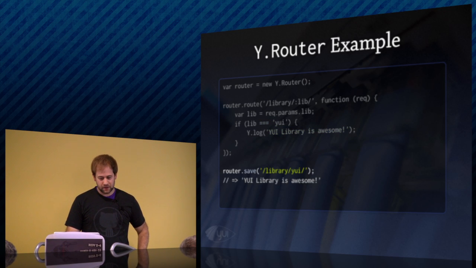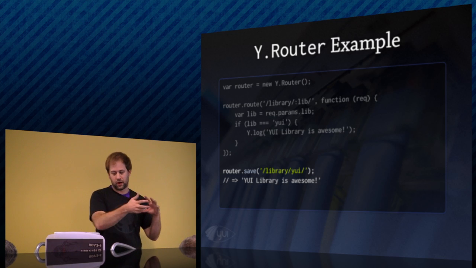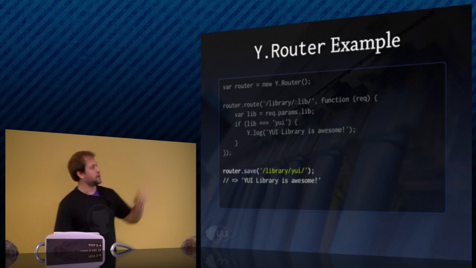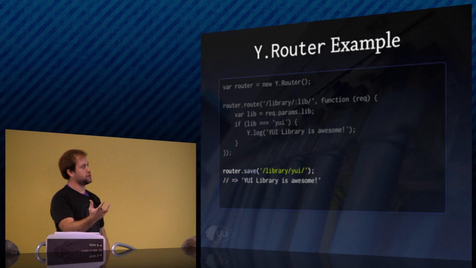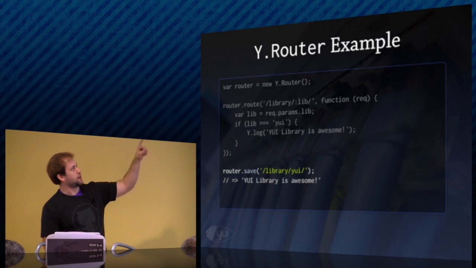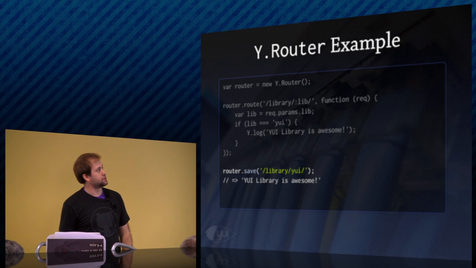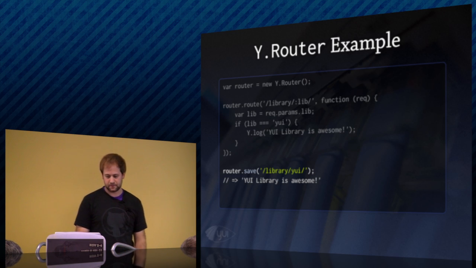And then to have this route be dispatched, or to change the URL and then have the router call into my callback here, you can call save. And this will save a new history entry and update the URL and dispatch to any route handlers that match. So in this case, my route handler does match, and it will print out YUI library is awesome.